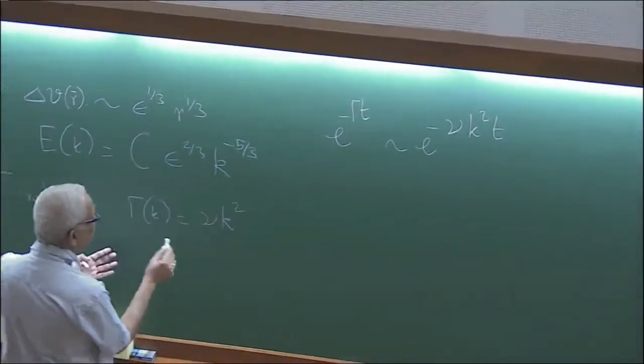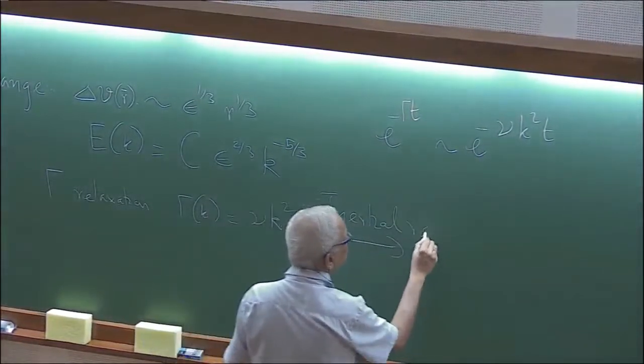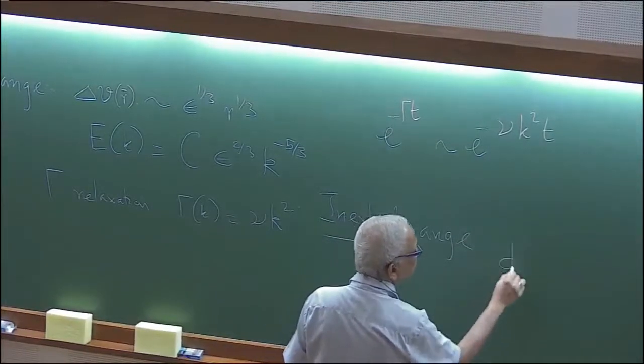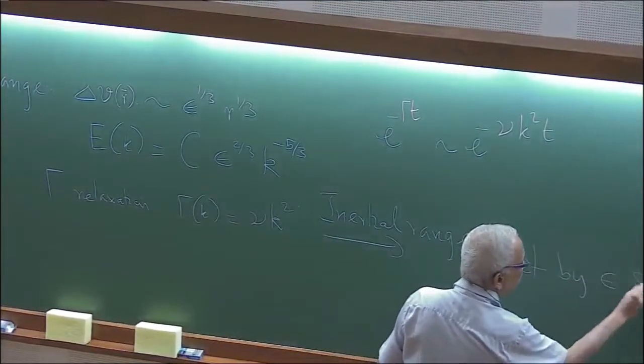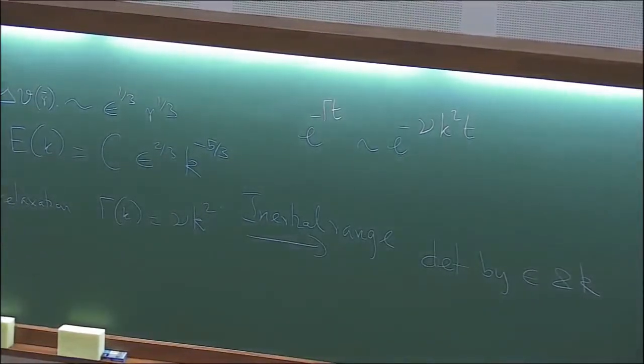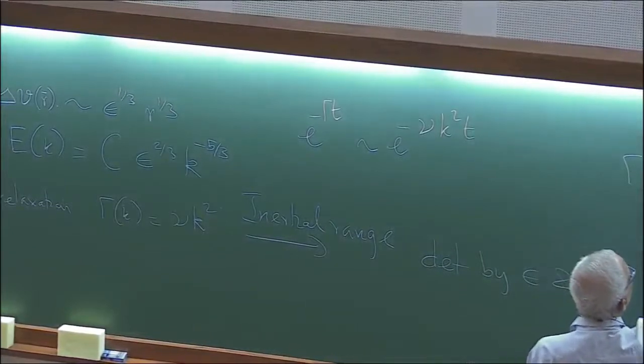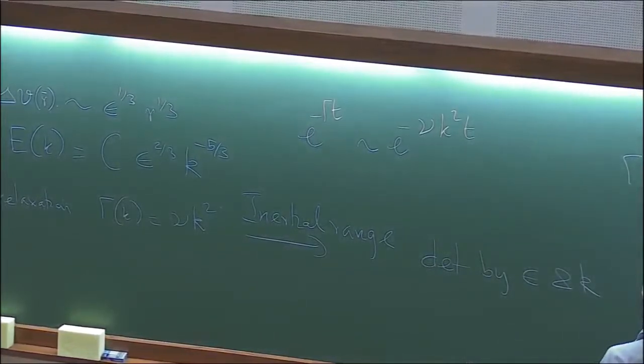But if I am in the inertial range, and everything is going to be determined by epsilon and k, then what is gamma of k going to look like? So let me say that gamma of k is like epsilon to the power alpha, k to the power beta.